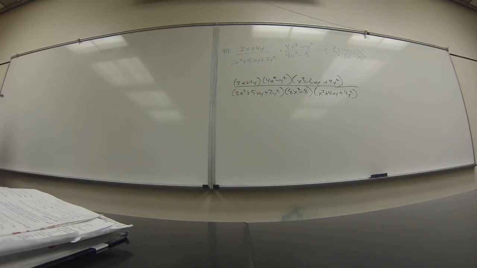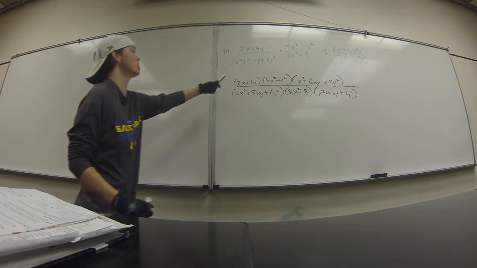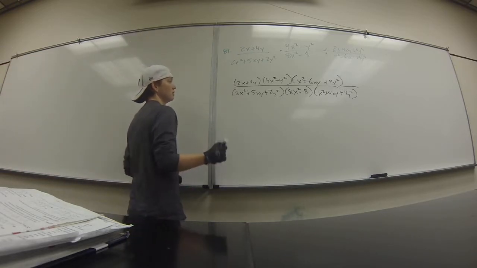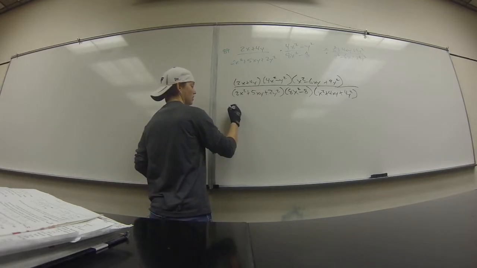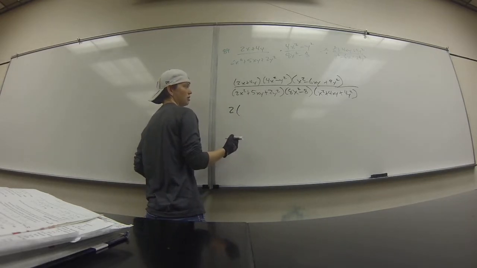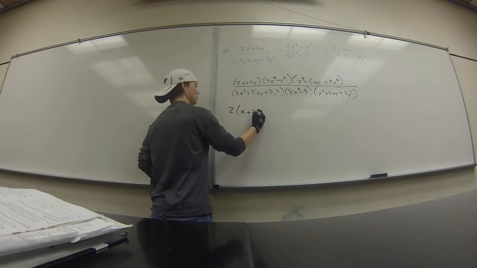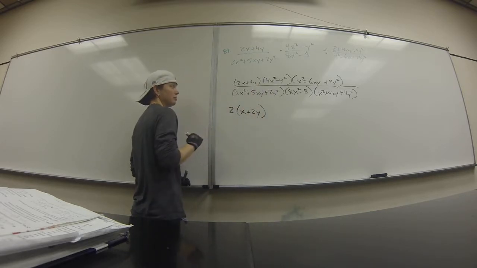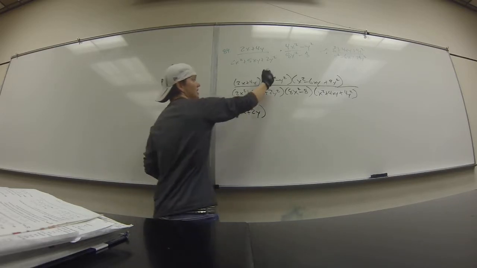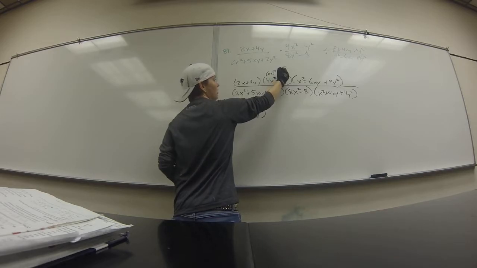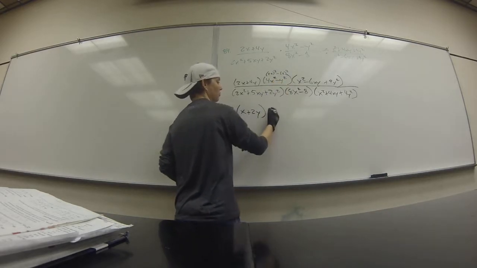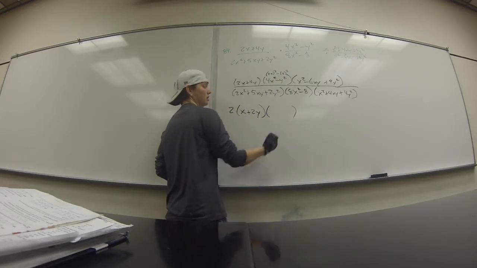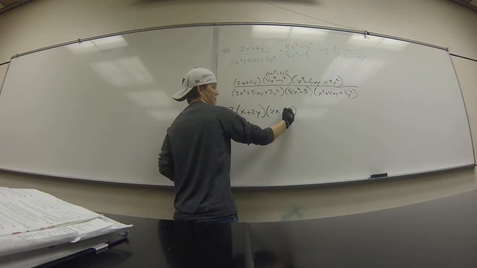So now we've got six pieces to see if anything factors. Let's look at this first chunk. Anything factor out? 2. So we're going to have 2 times x plus 2y. Anything factor out of the next one? Nothing factors out, but what is it? A difference of squares, like 2x squared minus y squared. So the two pieces are 2x minus y and 2x plus y.